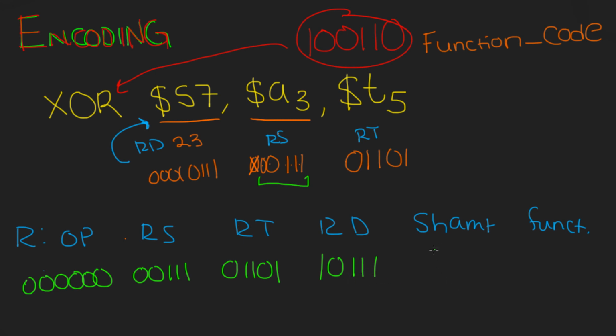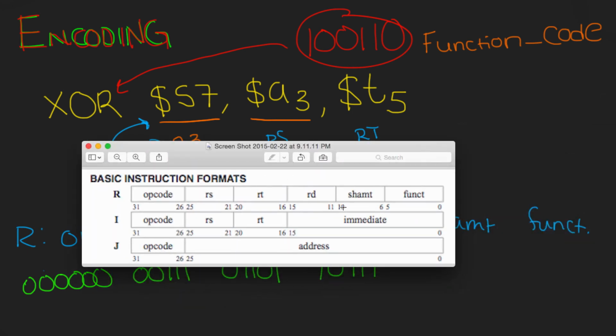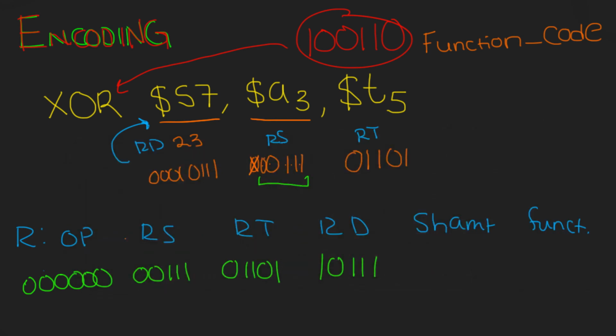10111, and the shift amount is not present. There wasn't a shift amount specified in the original instruction, so we need to put zeros there. But if we look at our instruction format, the shift amount has allocated another 5 bits of space. So we need to have essentially 5 zeros here. So we'll say 1, 2, 3, 4, 5.